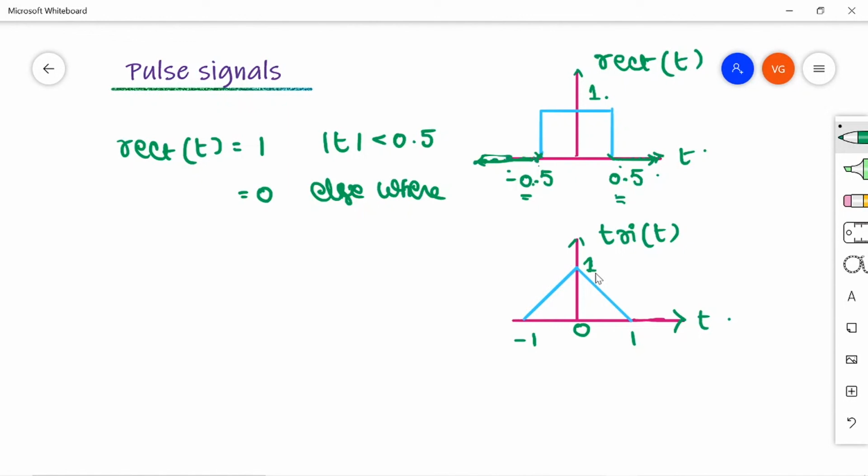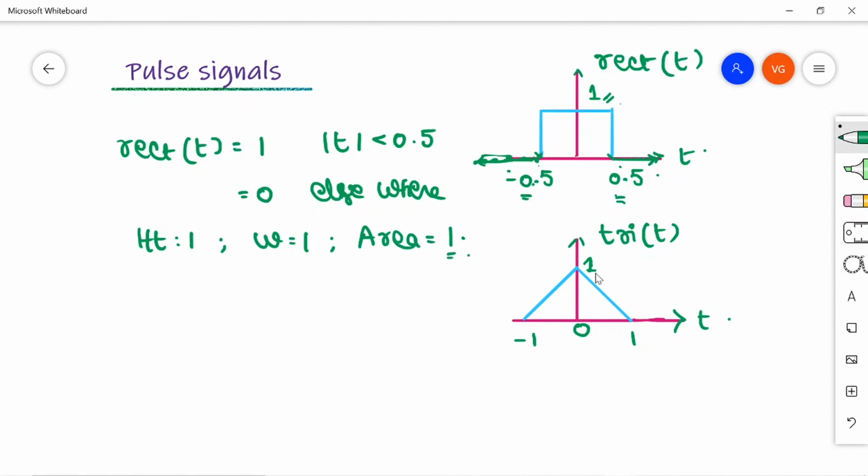And as we are defining the pulses for unit amplitudes, we are taking the rectangular pulse also with an amplitude of 1. So the height of the signal is here 1, width is also equal to 1, and as you know, area is nothing but height into width. Again, it is 1 here.